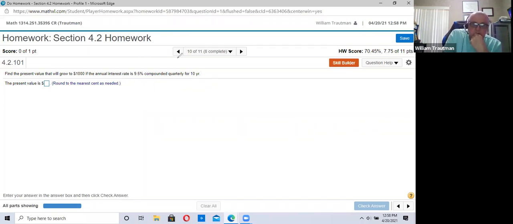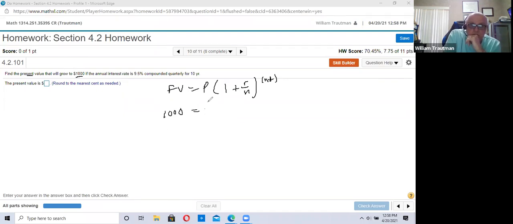Present value, that's not the formula. Future value equals present times 1 plus r over n raised to the nt power. Find the present value if the value will grow to $1,000. So future is 1,000. We're trying to find the present value. The interest rate is 9.5%, compounded quarterly, so n equals 4. N is 4 times 10 years.